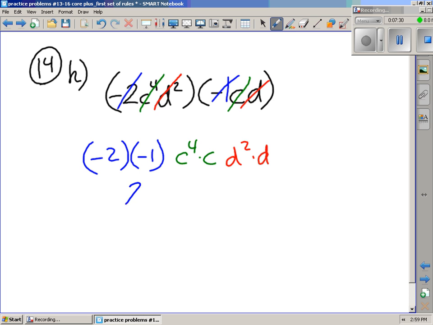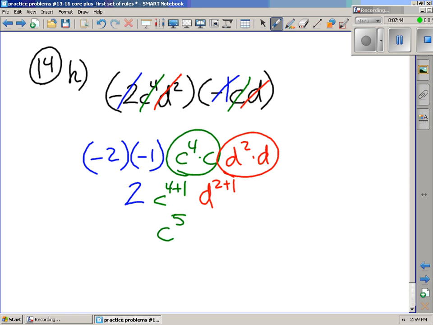-2 times a -1 gives you a +2. Bases are the same, you add the exponents, and we get c to the fifth. Bases are the same, we add the exponents, and we get d to the third. And then there's a 2 in front. So the result is 2c to the fifth, d to the third.